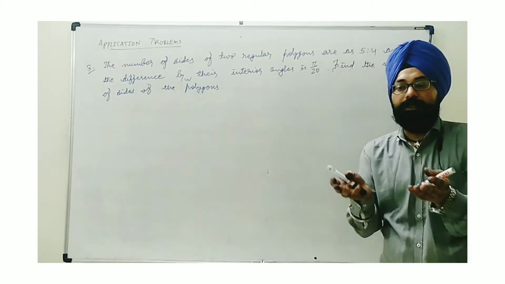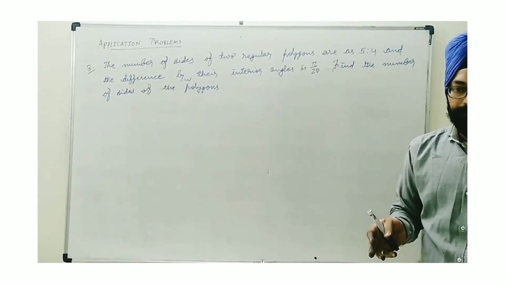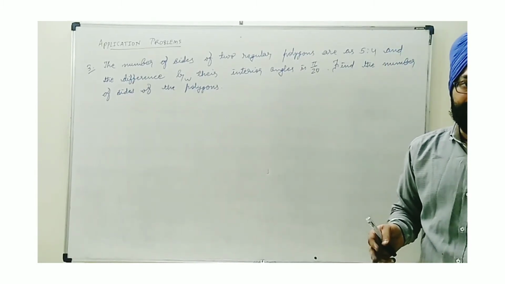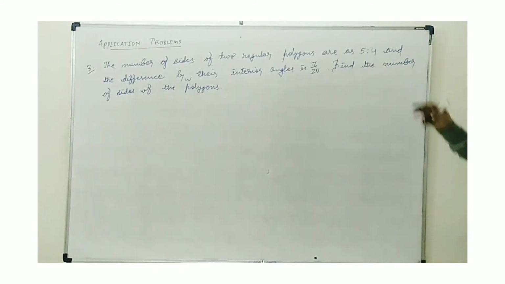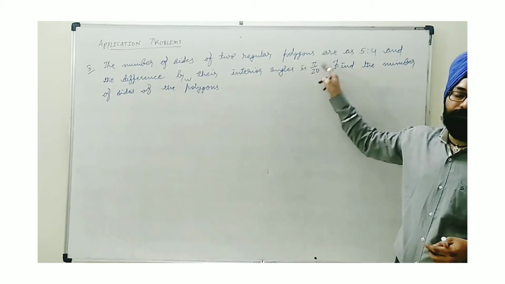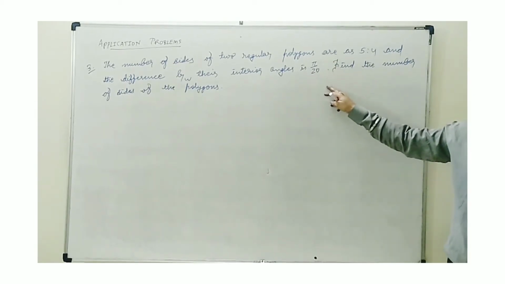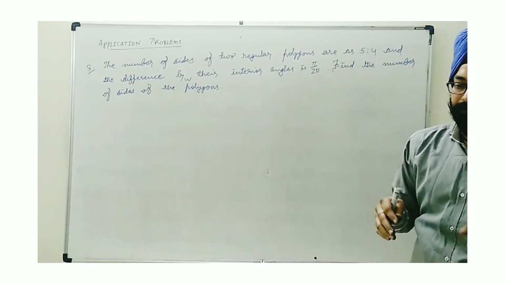Means if you take the ratio between them, the first polygon is, suppose, n sides and the second is m sides. N is to m is given as 5:4. And the difference between the interior angles is pi by 20. First thing, pi by 20 is given in terms of pi.